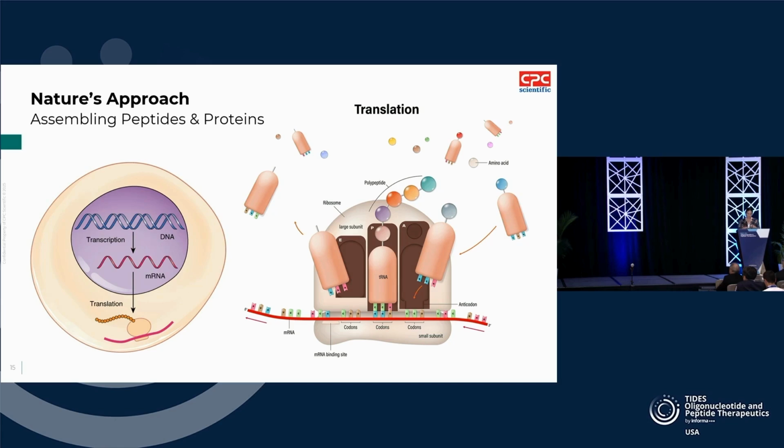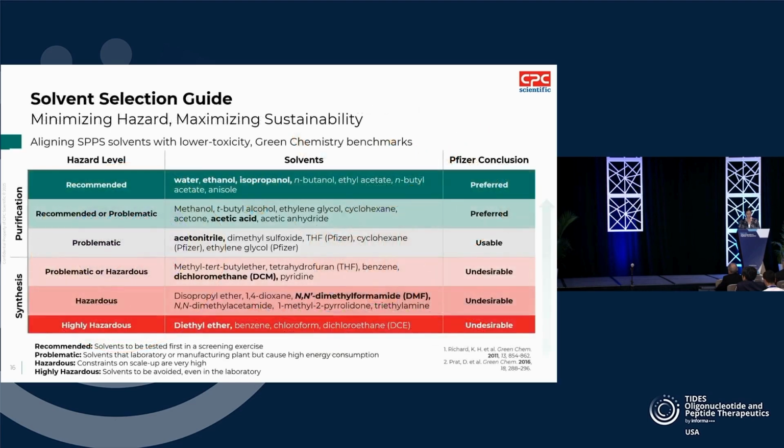Both the ribosome and the tRNA are then reused in multiple rounds of protein synthesis. So we can only hope that in synthetic synthesis we can get to this level of efficiency at some point.